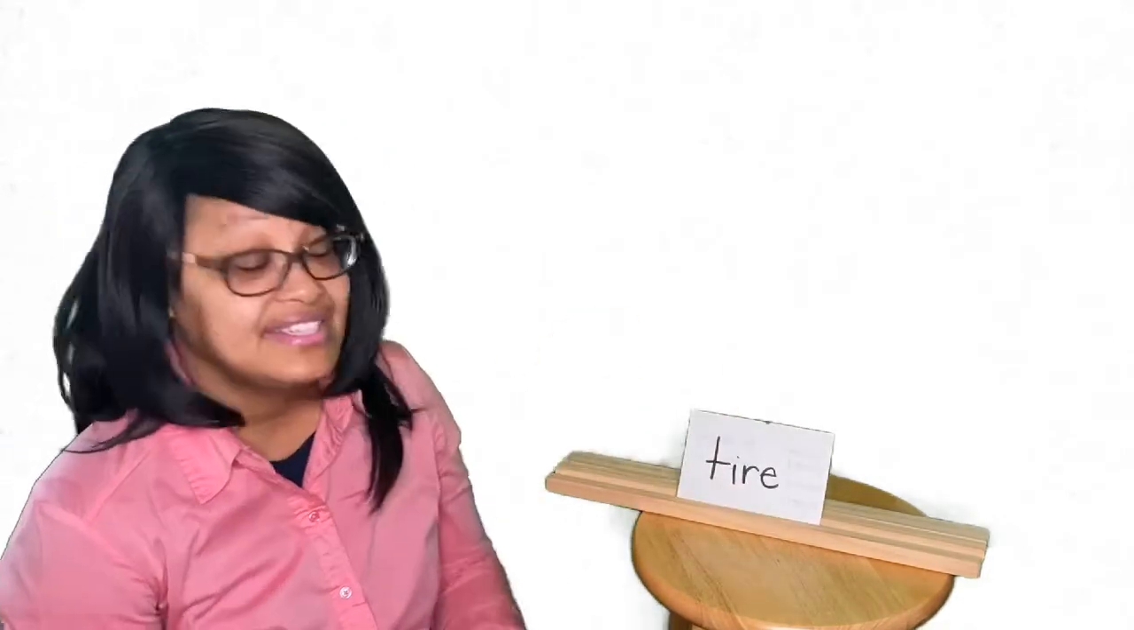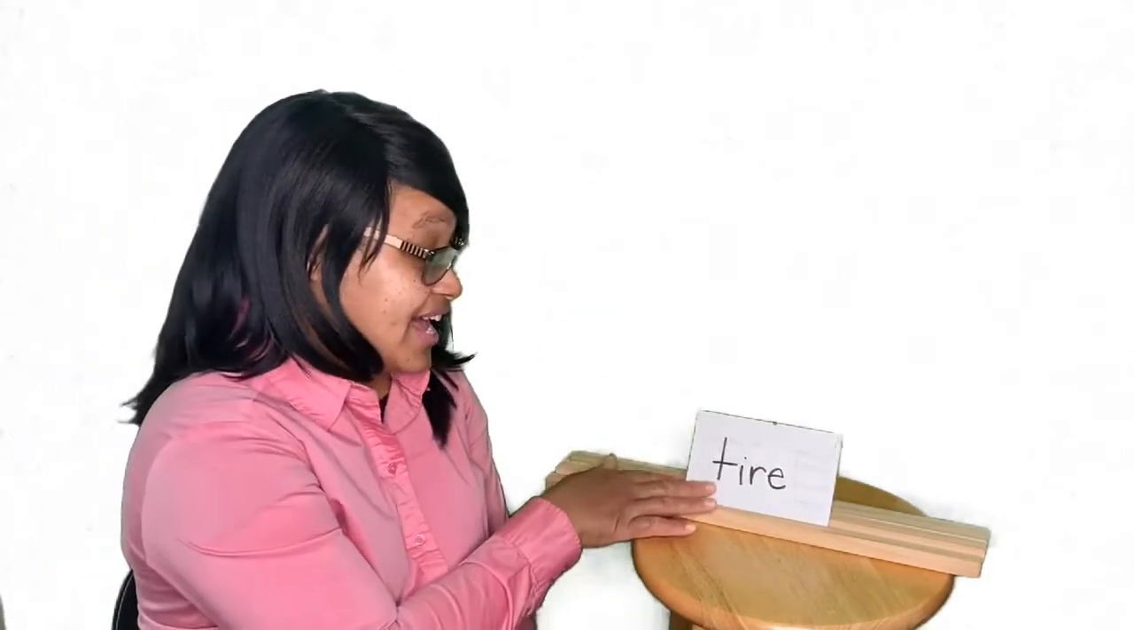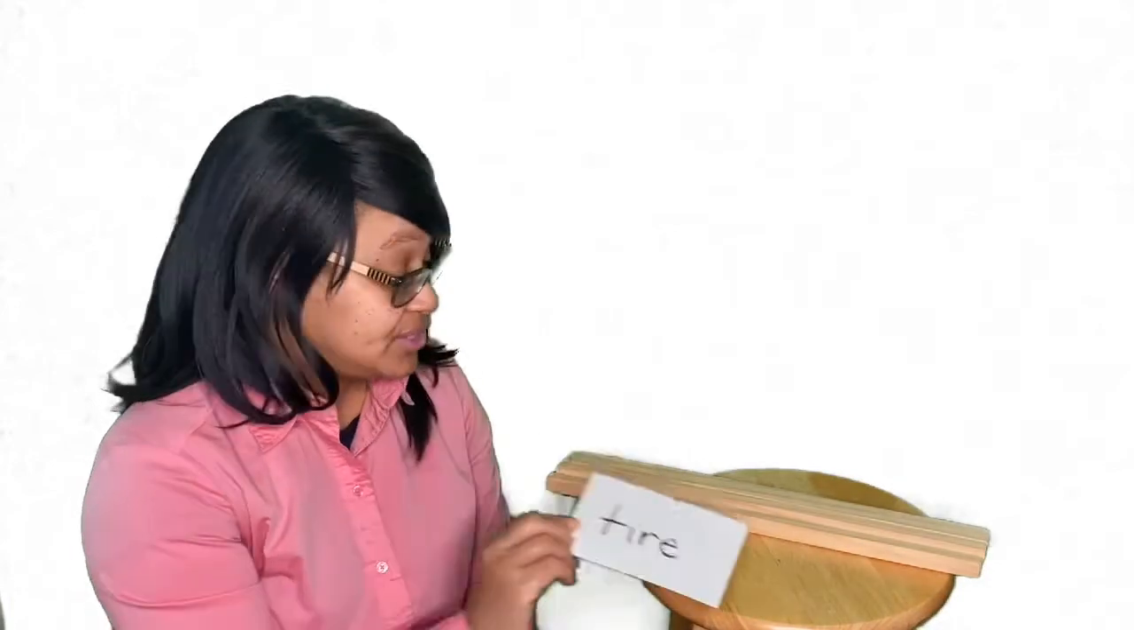We have tire. Tire could have two different meanings. It could be a rubber placed around a wheel, or to become weary. You tire. One is a noun, the other is a verb. So homographs can have two or more parts of speech.